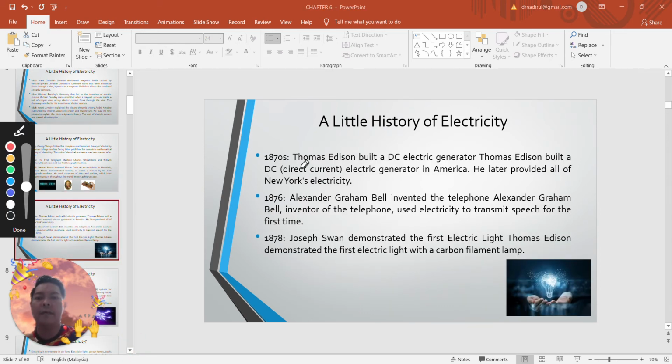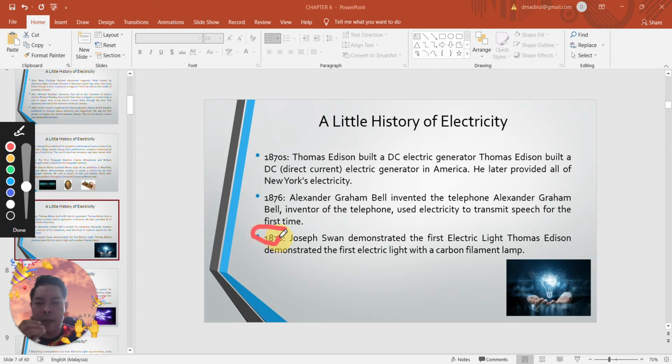Furthermore, in the 1870s, Thomas Edison built a DC electric generator. Thomas Edison built a direct current, also known as DC, electric generator in America to provide New York City with its first electricity at that time. In 1876, Alexander Graham Bell invented the telephone, which used electricity to transmit speech for the first time. So 1876 was the first time electricity was used to transfer speech via telephone.